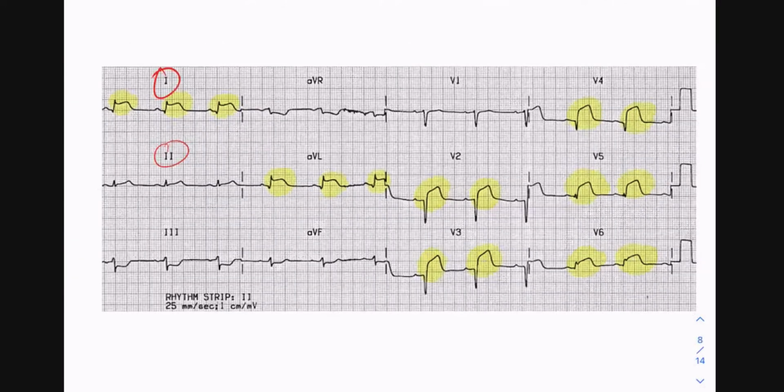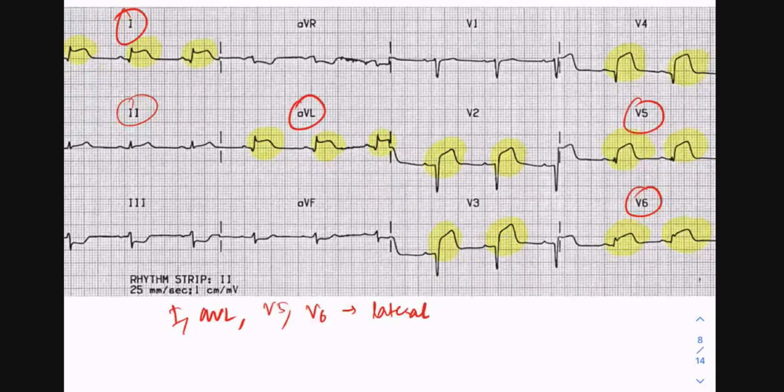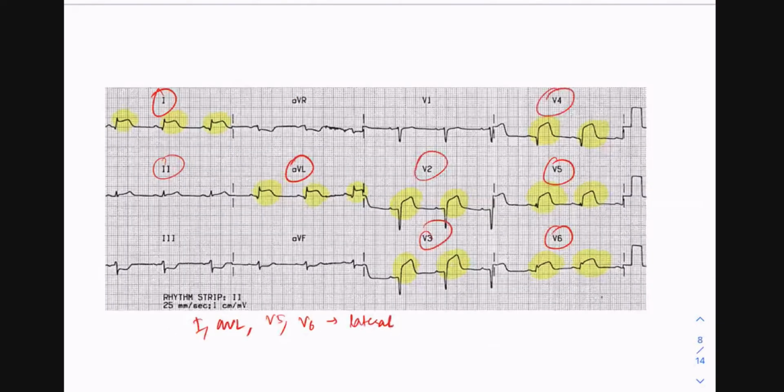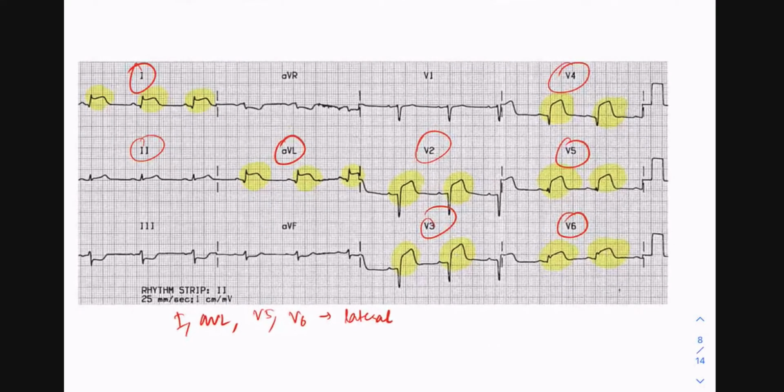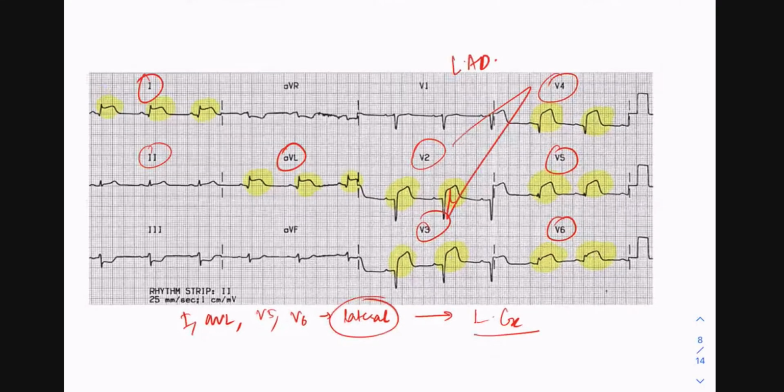Lead 1, AVL, V5, and V6. So 1, AVL, V5, V6 are your lateral leads. So there's a lateral MI, but there's also some mixed anteroseptal MI going on here, okay? So it's kind of like a mixed anteroseptal lateral MI. Remember that if there's a lateral MI, you probably have an occlusion in the left circumflex artery. And if it's more of these anteroseptal leads, it's your left anterior descending. And they're both branches off the left coronary artery.